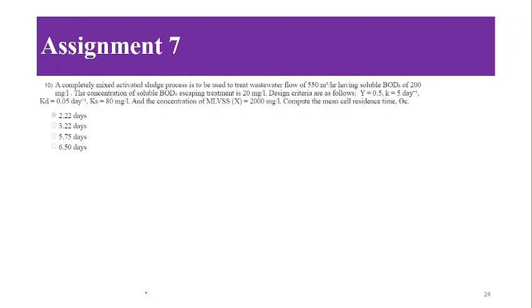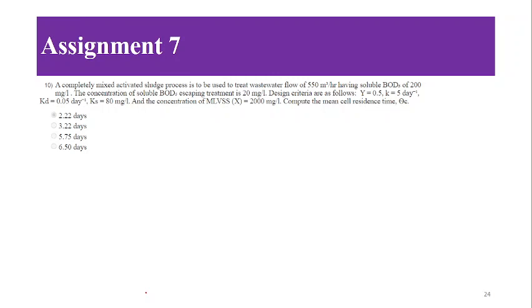A completely mixed, next question in the assignment 7, numerical question. A completely mixed activated sludge process is to be used to treat wastewater flow of 550 meter cube per hour having soluble BOD5 of 200 milligram per liter. The concentration of soluble BOD5 escaping treatment is 20 milligram per liter.